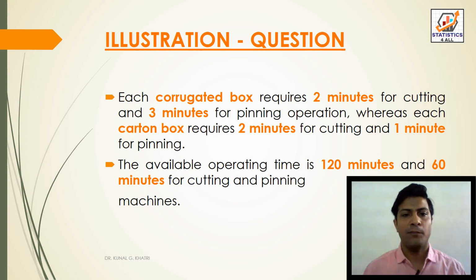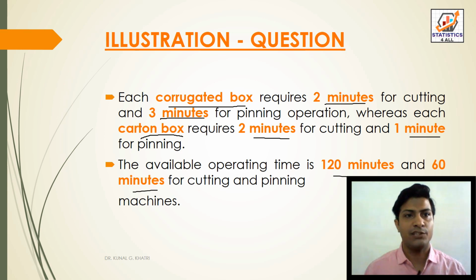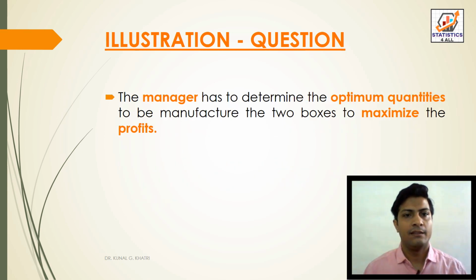Each corrugated box requires 2 minutes for cutting and 3 minutes for pinning operation, whereas each carton box requires 2 minutes for cutting and 1 minute for pinning. The available operating time is 120 minutes and 60 minutes for cutting and pinning machines. The manager has to determine the optimum quantities of the two boxes to be manufactured to maximize the profit.